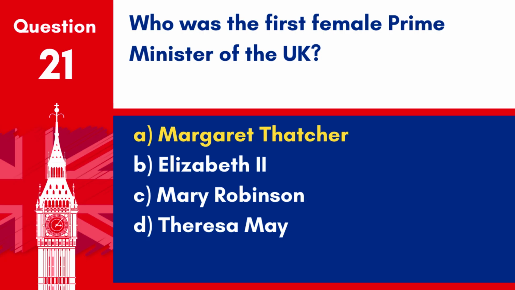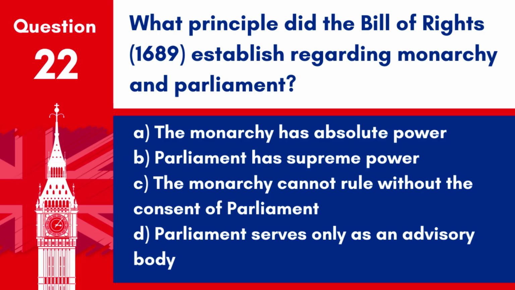Answer A. Margaret Thatcher. Margaret Thatcher was the first female Prime Minister of the UK, serving from 1979 to 1990. Question 22. What principle did the Bill of Rights, 1689, establish regarding monarchy and parliament? A. The monarchy has absolute power. B. Parliament has supreme power. C. The monarchy cannot rule without the consent of Parliament. D. Parliament serves only as an advisory body.